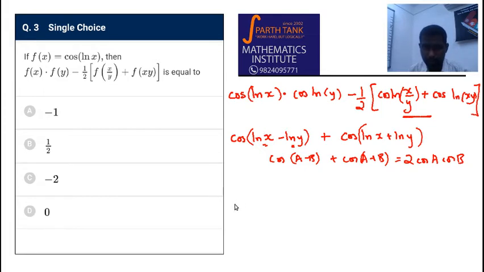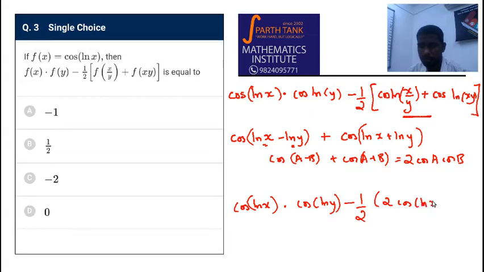So the final answer would be cos of ln x into cos of ln y minus half into 2 cos ln x cos ln y. So 2 and 2 are gone. So cos ln x cos ln y minus cos ln x cos ln y is 0. So very simple, based on a very simple trigonometric identity and a simple application of the properties of logarithms.